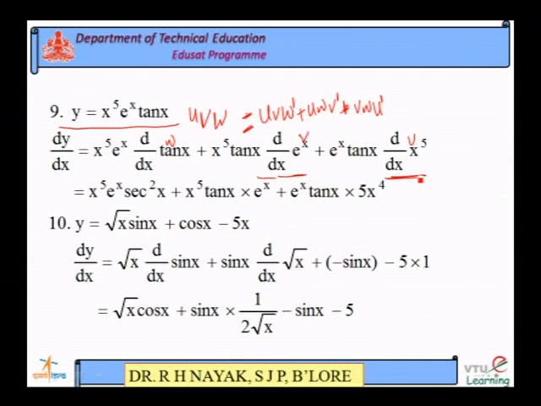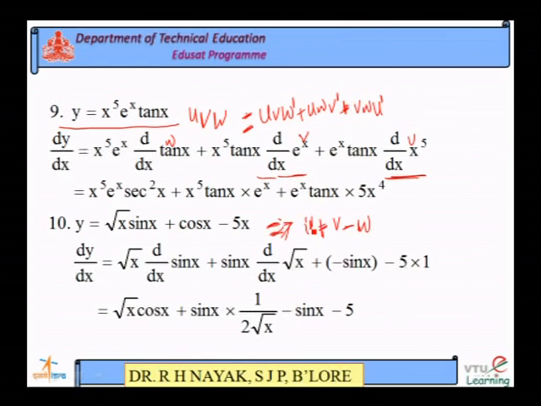Finally this is the answer. Then you check the 10th one, there we have root x sin x plus cos x minus 5x. Basically it is of what form? This is the sum or difference form, u plus v plus or minus w. There how to differentiate it? We have to differentiate u, we have to differentiate v, we have to differentiate w.